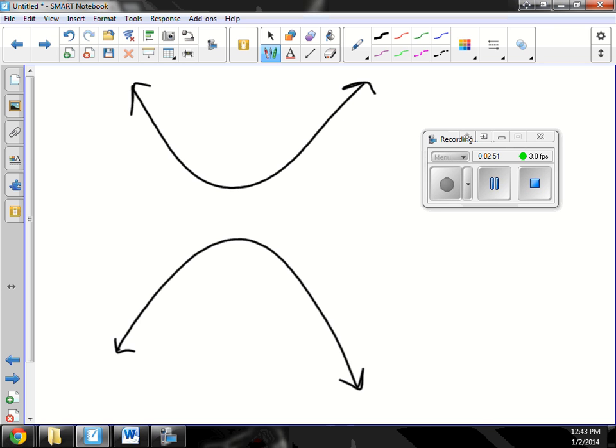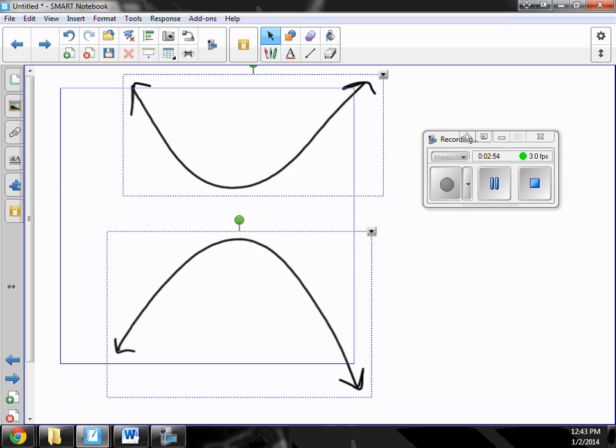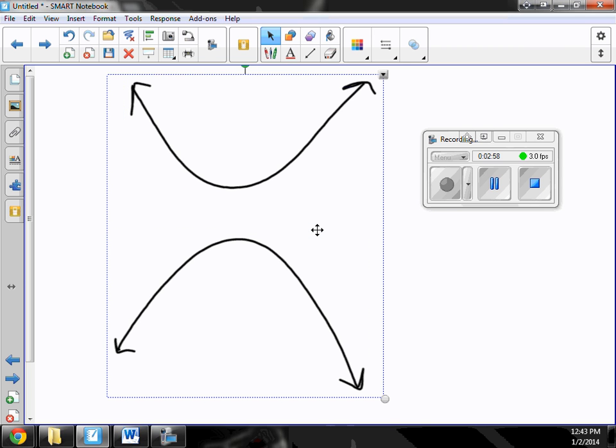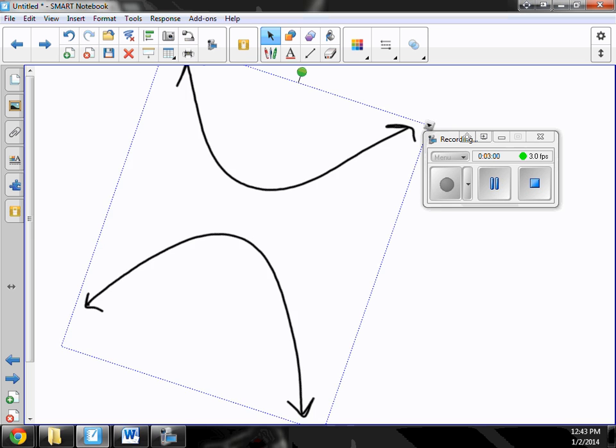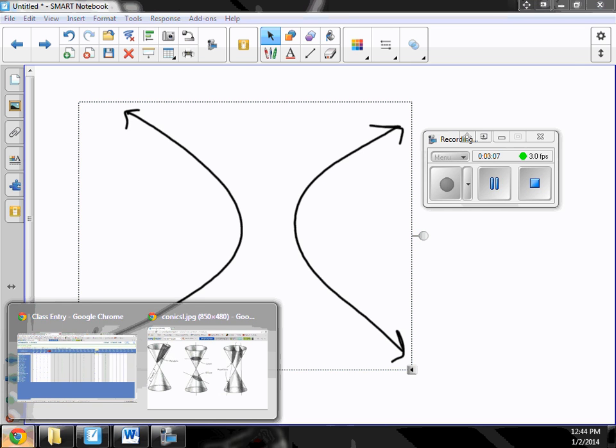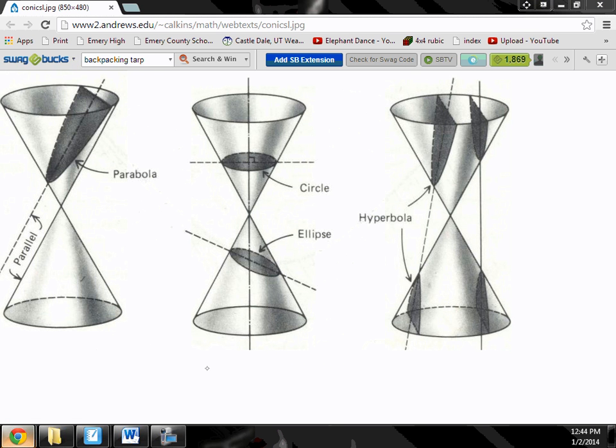And depending on the equation, you can have a vertical hyperbola or even a horizontal hyperbola. I'll show you. And then if you were to continue to move that plane and you made the plane parallel to the bottom cone, then the hyperbola turns into a parabola, which is different.